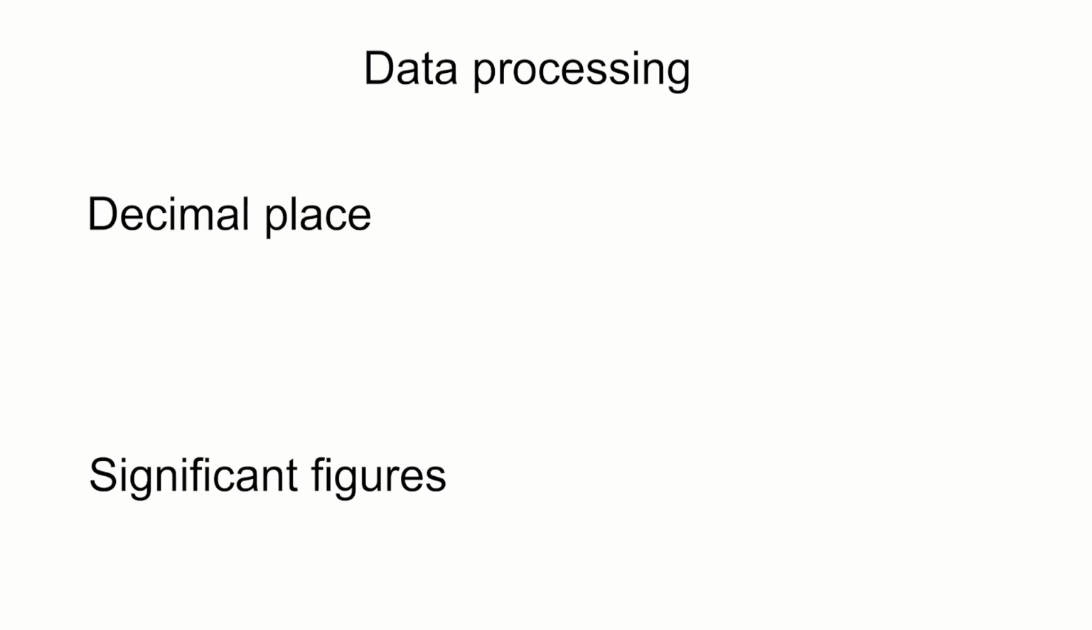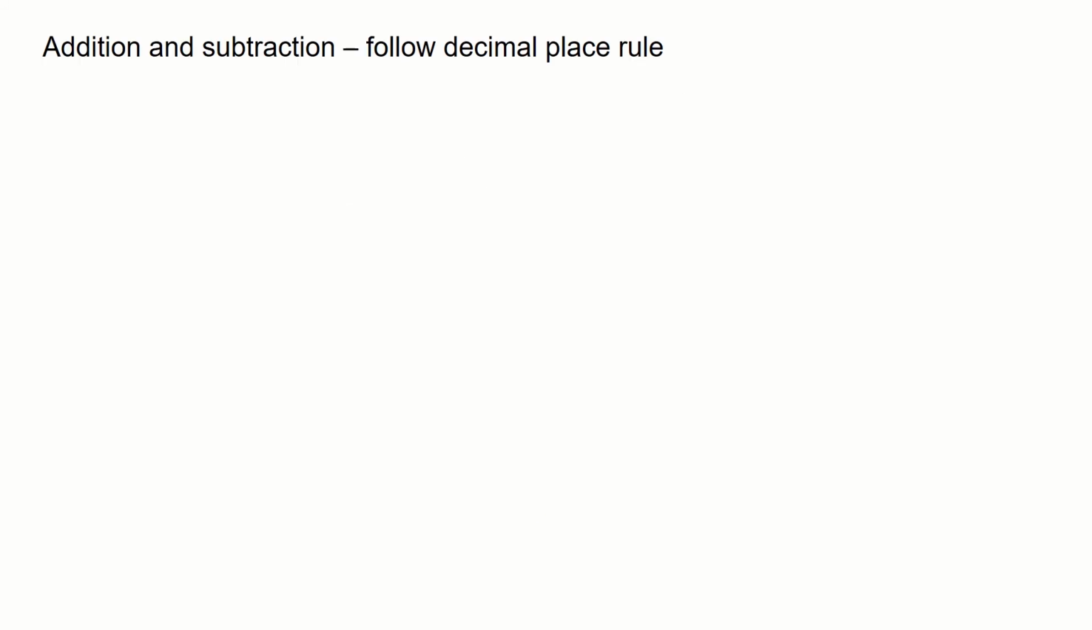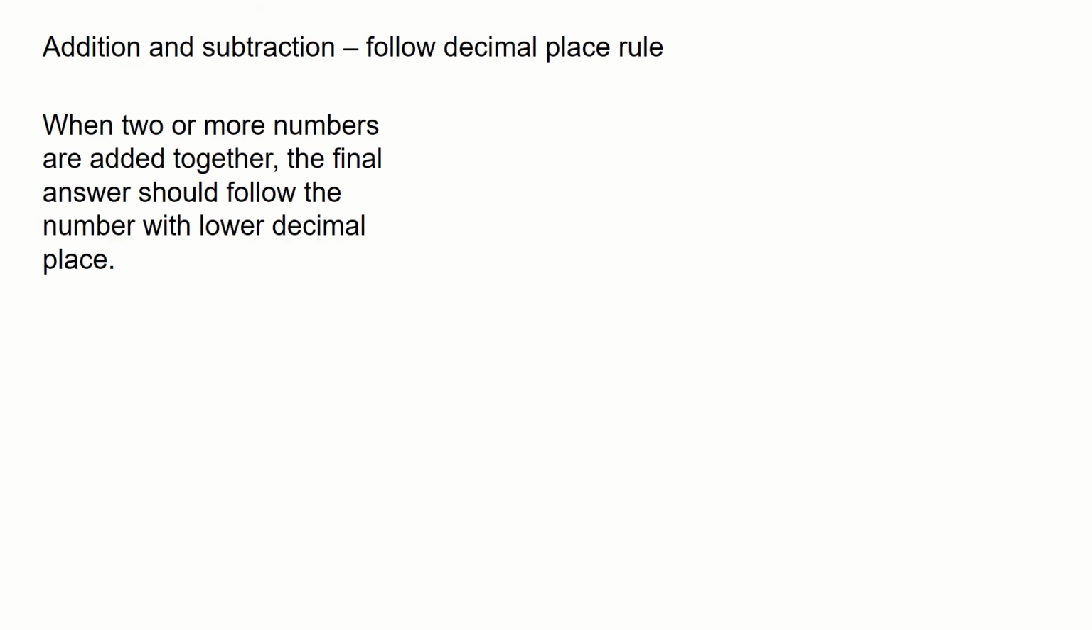Now for data processing, there are two main areas to look at. Mainly is decimal place and significant figures. For that, you have to look out for the four main operators: plus, minus, times, divide. I will start with plus and minus first. For addition and subtraction, we follow the decimal place rule. When we add two or more numbers together, the final answer should follow the number with the lower decimal place.